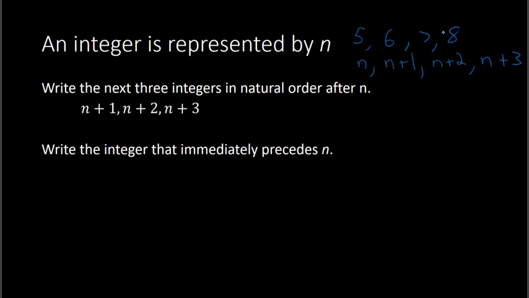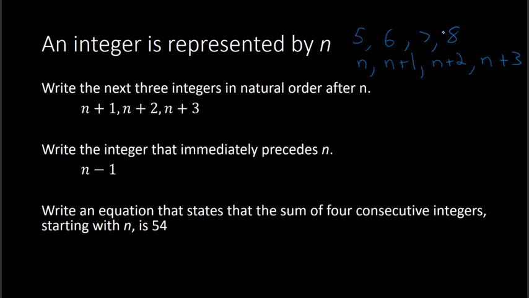Next, we are told to write the integer that immediately precedes n. Precede means the number before. So let's say, for example, the number is 11. The number before that would be 11 minus 1, which is 10. So we find the number before by simply subtracting 1. So if I take the letter n and subtract 1, that is the number that immediately precedes n.